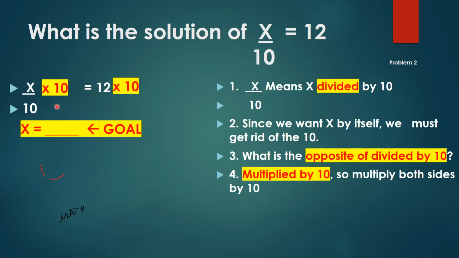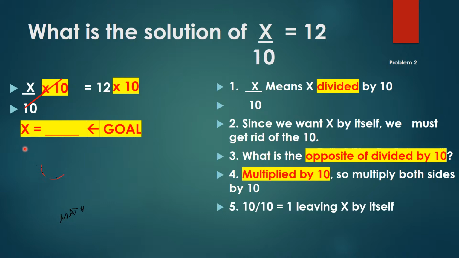So looking at the left side now, I've got that 10 in red on top. I've got that 10 in white on the bottom, which means 10 divided by 10. So what's 10 divided by 10? Anything divided by itself is always equal to 1. So that leaves me 1x, or just plain old x on the left side of the equal sign.